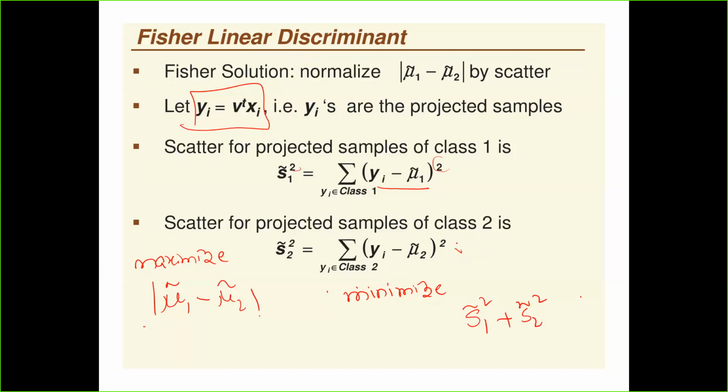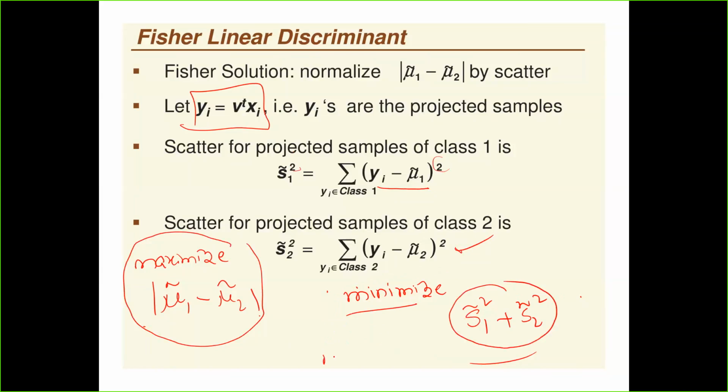Okay, so is it clear? The objective is to maximize this and minimize this, isn't it? So instead of solving the two objectives, can I formulate it as a single objective? Maximizing this is equivalent to minimizing 1 by this. Sorry, minimizing this is equivalent to maximizing 1 by this, S1 bar square plus S2 bar square. Am I right? Minimizing this is equivalent to maximizing this.